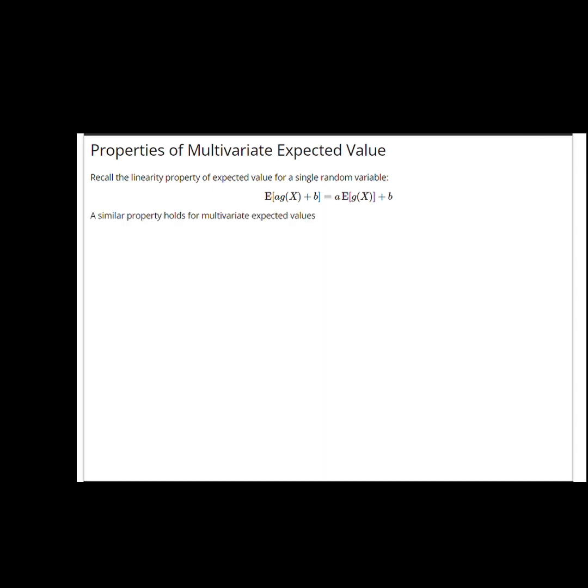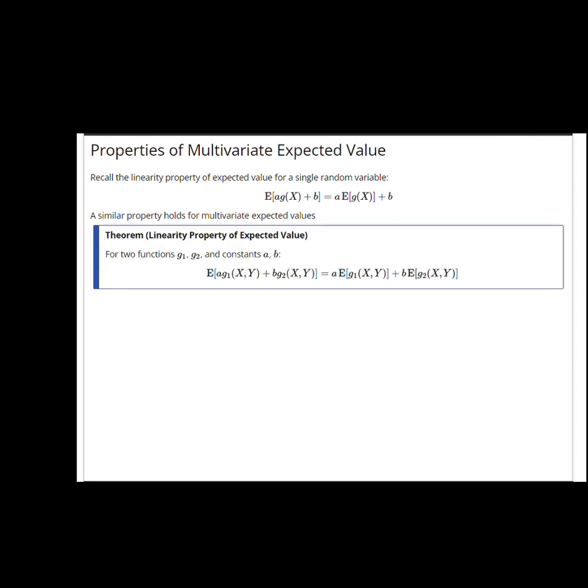And we have exactly the same property for multivariate expected values. For example, if I have two functions, g1 and g2, and two constants, a and b, and I'm interested in the expected value of a times g1 of X, Y plus b times g2 of X, Y, that's simply a times the expected value of g1 plus b times the expected value of g2.